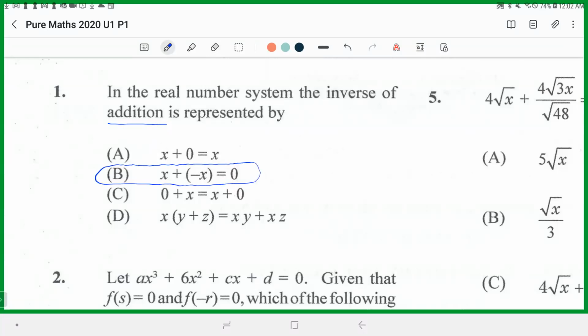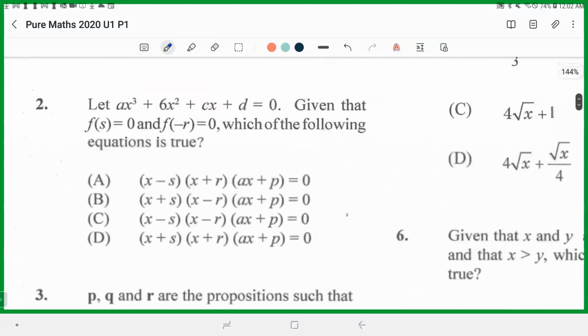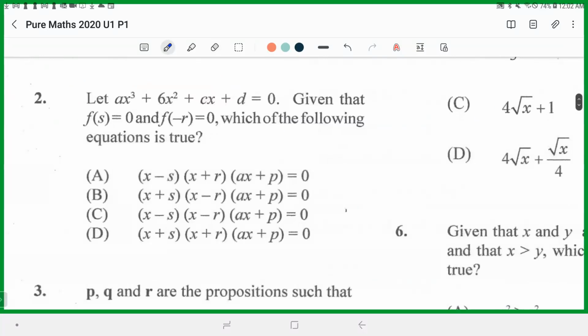All right. Next question, number 2. It gives us this equation, it says f of s is equal to 0 and f of minus r is equal to 0. It therefore means that s is a root and negative r is a root. So s and minus r are roots of the equation.